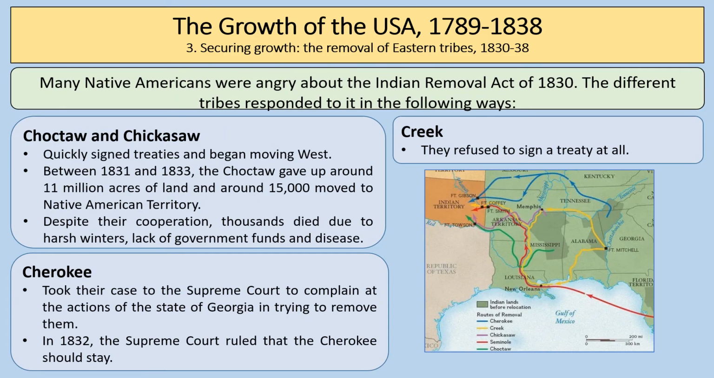Of course, many Native Americans were extremely angry about the Indian Removal Act of 1830, and the different tribes responded to it in the following ways. So the Choctaw and the Chickasaw, they quickly signed treaties and began moving west. Between 1831 and 1833, the Choctaw gave up around 11 million acres of land, and about 15,000 moved to Native American territory. But despite their cooperation, thousands died due to the harsh winter and the lack of government funds and of disease as well. The Cherokee tribe took their case to the Supreme Court to complain about the actions of the state of Georgia in trying to remove them. In 1832, the Supreme Court ruled that the Cherokee should stay. The Creek tribe, they refused to sign any treaties at all.